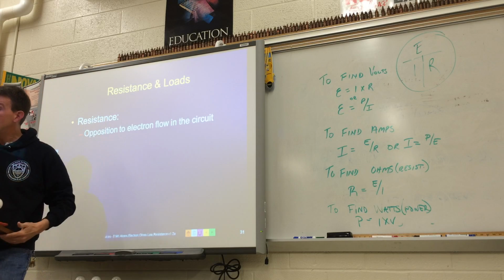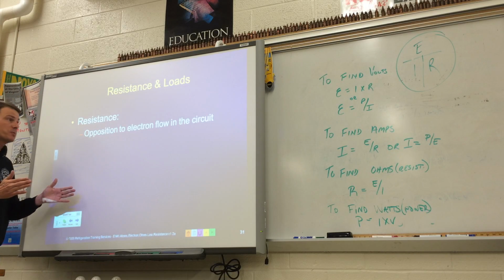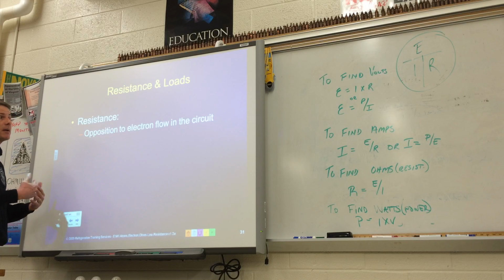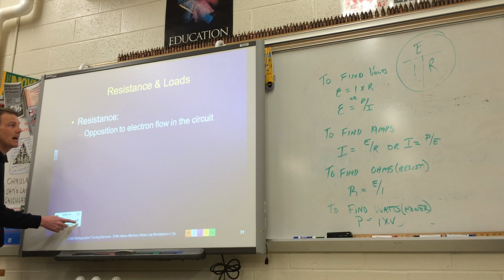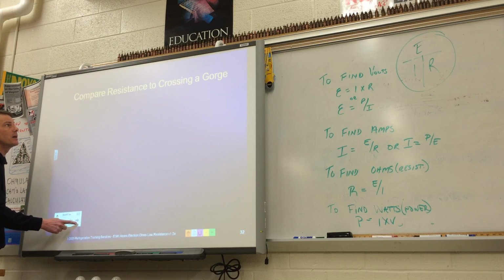No load. It needs a load. Whether the load is a big load like the heating element from the dryer or a smaller load like the coil that we had on the spiral notebook, it's got to have a load. It's got to have opposition. We measure that opposition in ohms, all right? And it's got to have some resistance and provide the path for those electrons to flow through it.